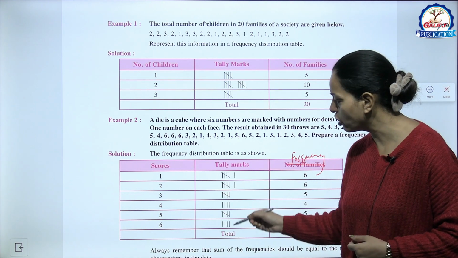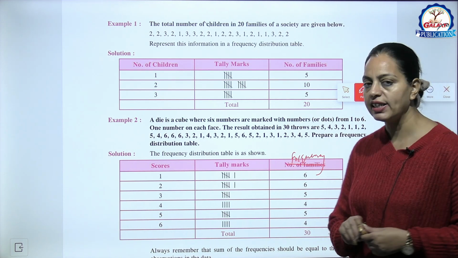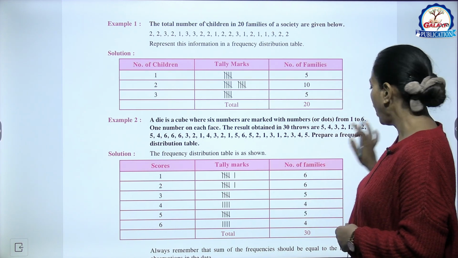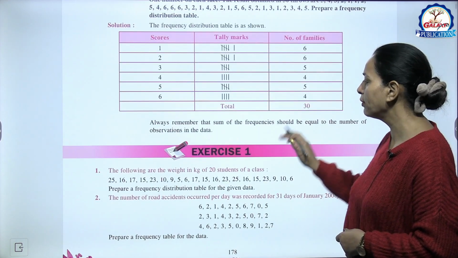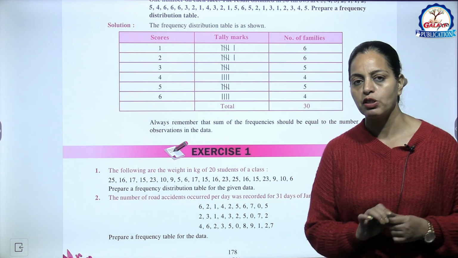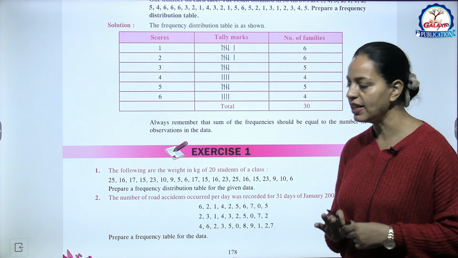So similarly you can check for each number. Now add these. So answer total is 30. It means this is the right way. Okay, now see, always remember that sum of the frequencies should be equal to the number of observations in the data. I hope this is clear to you.